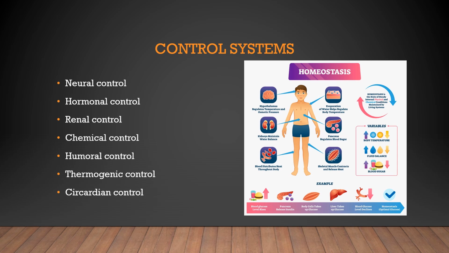Next we have the chemical control. Under chemical control we have the pH, CO2 pressure, oxygen pressure of the body fluids, and concentration of electrolytes, etc. Humoral control is the combination of the hormonal control and the chemical control. Next is the thermogenic control. Thermogenic control means body temperature, which is directly controlled by different enzymatic and metabolic activities present in the body. Next is the circadian control, which is the day and night variation of our body. The center that causes this circadian control is the suprachiasmatic nucleus, which is located in the hypothalamus.